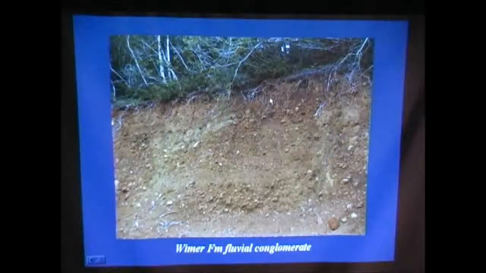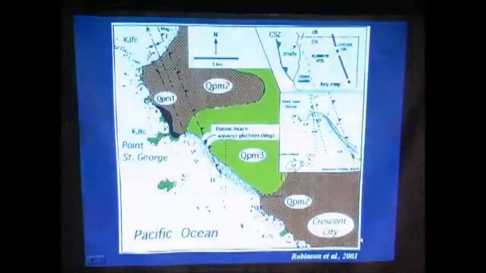And there's the fluvial facies. So this is a river deposit. And a lot of the boulders here are local derivation. They're from the Klamath basement rock.